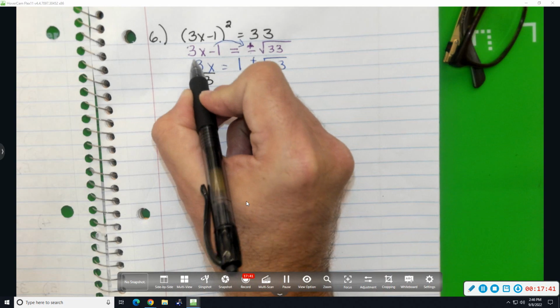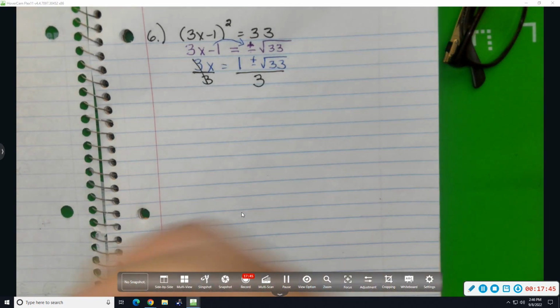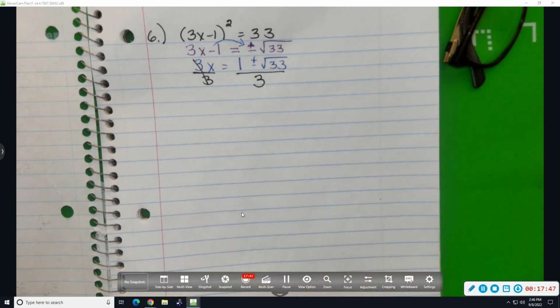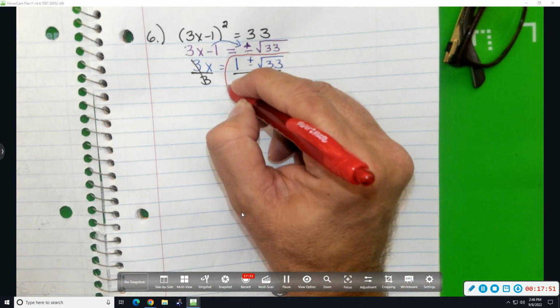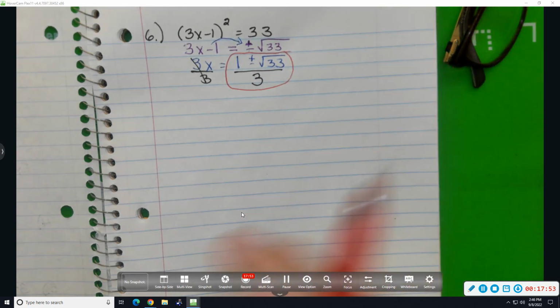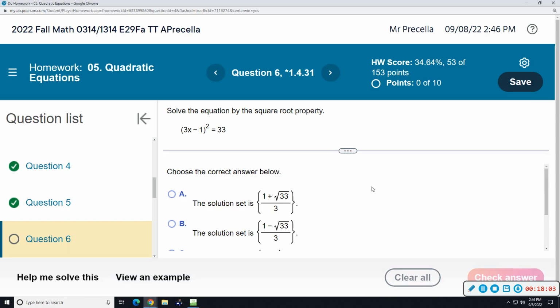Divide by 3, I agree. And since we couldn't simplify the square root of 33, you are finished here: 1 plus or minus the square root of 33, all over 3. And this was a multiple choice one, I think, right? Yes. Let's come over and look.